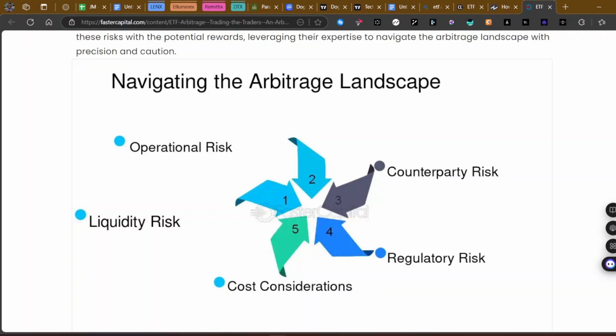Now, to sum it up, the ETF arbitrage strategy is a powerful technique that allows traders to profit from price discrepancies between ETFs and their underlying assets. While it is not always easy to spot these opportunities, with the right tools and knowledge, you can begin to recognize them and take advantage of the inefficiencies in the market.